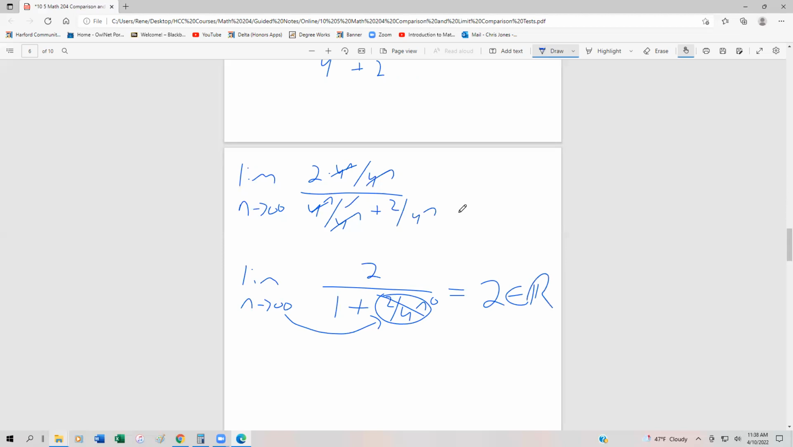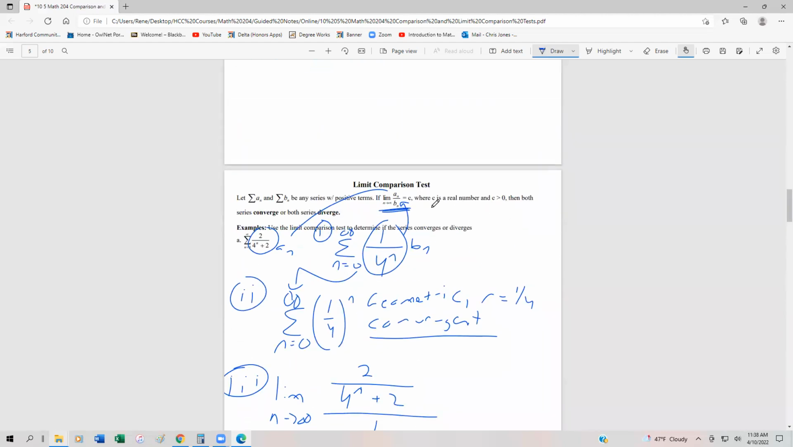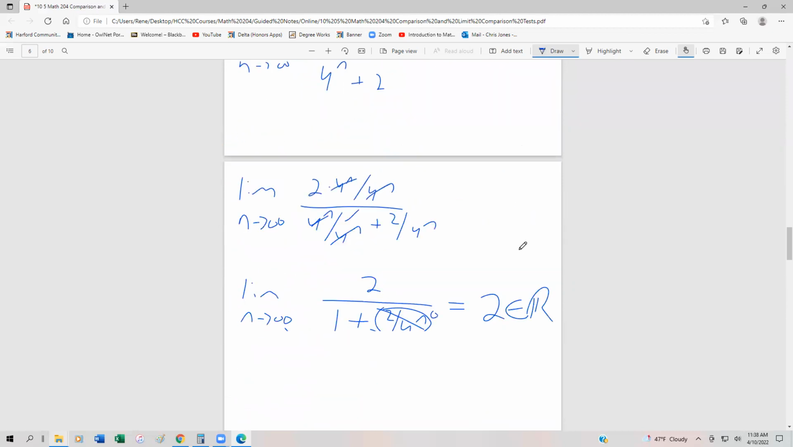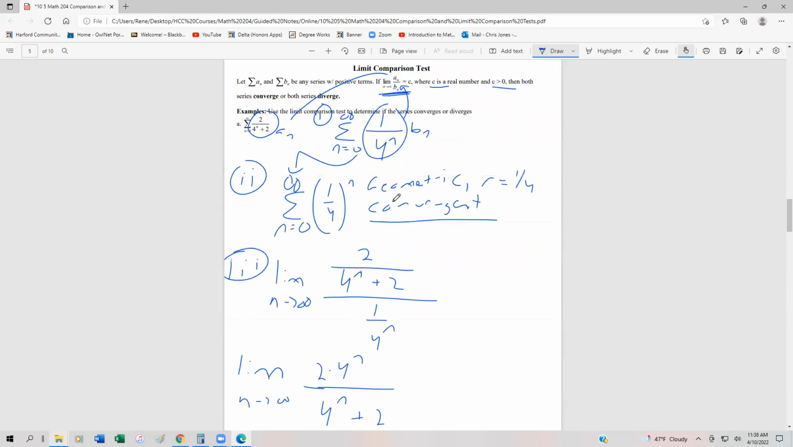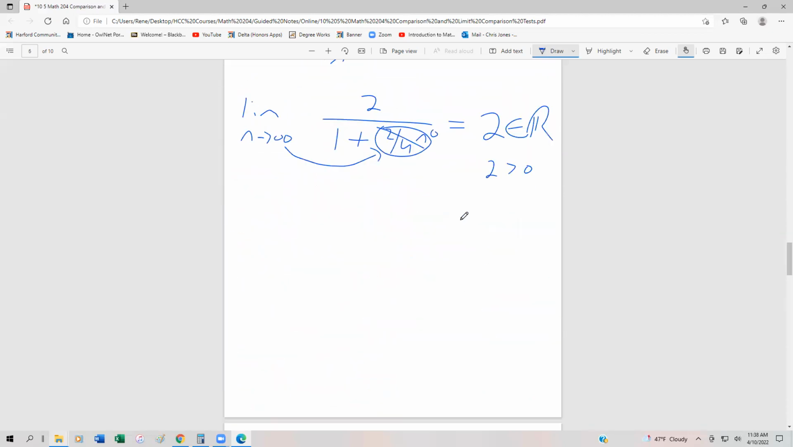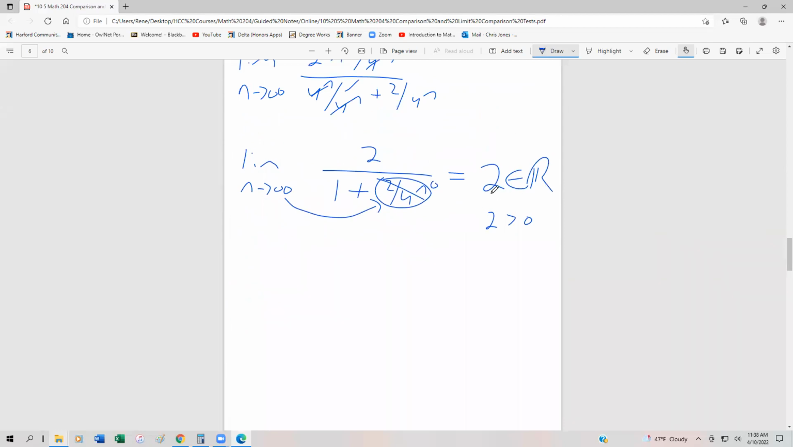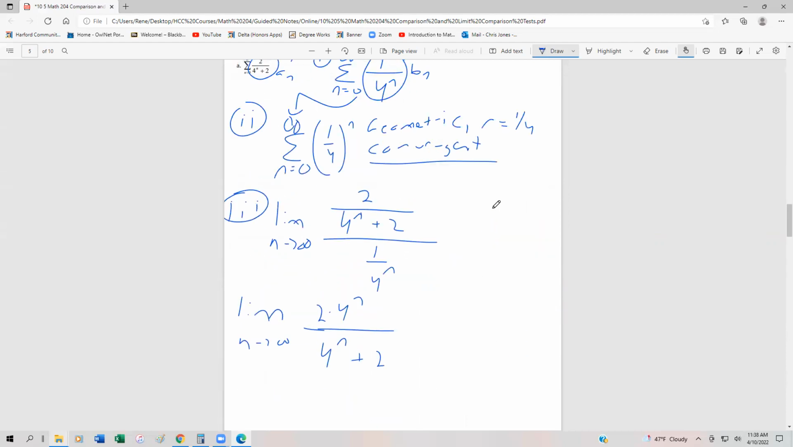And 2 is indeed a real number, and 2 is greater than 0. Remember, those are the conditions when we go back here: c is a real number, c is greater than 0. So what that means is that because the compared series is convergent, and we have this real number that the limit of the ratios is equal to, and it's greater than 0, then the original series must converge as well.